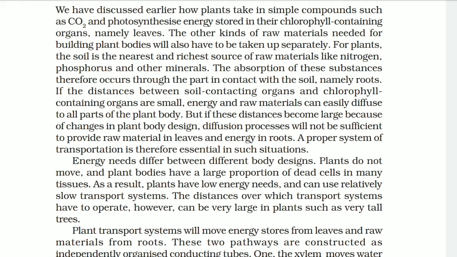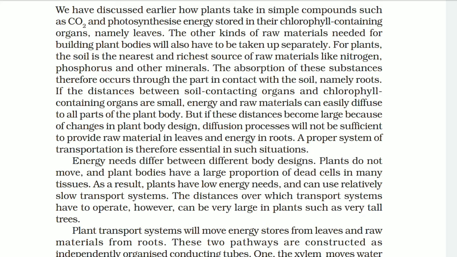So basically, whatever the plant requires it receives from the soil, and through transpiration, the plant loses water. So it must have a proper system to receive all the raw material for the photosynthesis process, as well as when the food is prepared it must be distributed to each part of the plant. Energy needs differ between different body designs. Plants do not move, and plant bodies have a large proportion of dead cells in many tissues. As a result, plants have low energy needs and can use a relatively slow transport system.